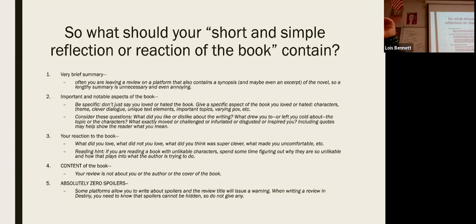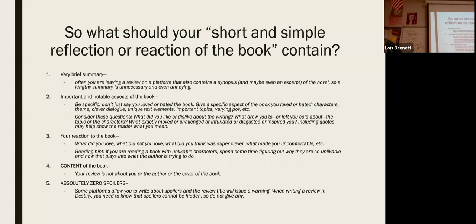None. Not even a tiny one. Now, the nice thing about Goodreads is if you leave a review that has spoilers, there's something you can click, and then they will show a warning that the review contains spoilers. Destiny does not do that. So no spoilers on this assignment. You will lose points if you talk about the ending of the book. Yes, nobody wants that.